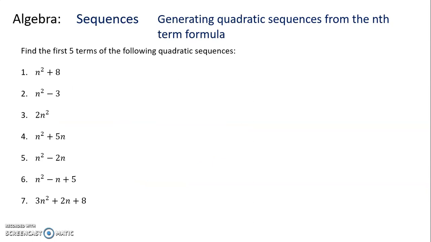Okay, so here is your task for today. You have to find the first 5 terms of each of the following quadratic sequences. Starts relatively straightforward, gets a little bit tricky towards the end. Just remember, for example, with question 3, you have to square n before you multiply by 2 because BIDMAS tells you to do the indices before multiplication. So pause the video and show all of the working in your maths books.